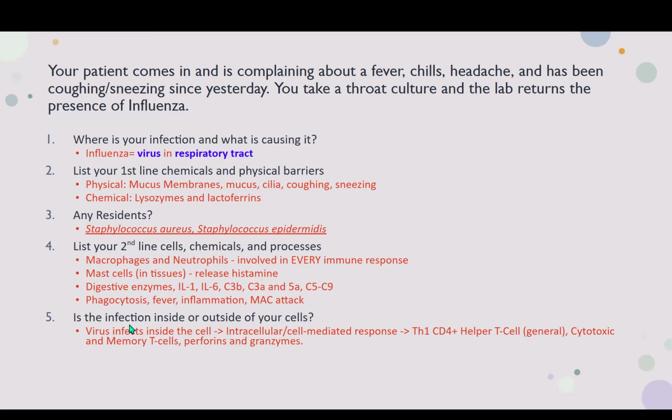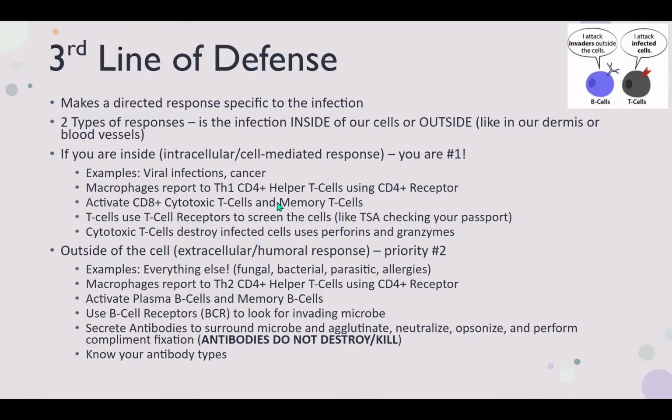But the one that you really do need to study and make sure that you understand is: is it intracellular? This one right here. Is it intracellular, i.e., the Th1 T cell response, or is it extracellular, i.e., the Th2 B cell response?